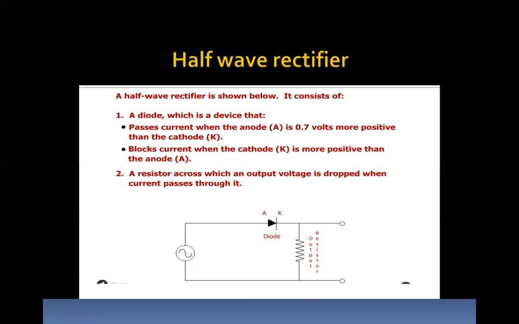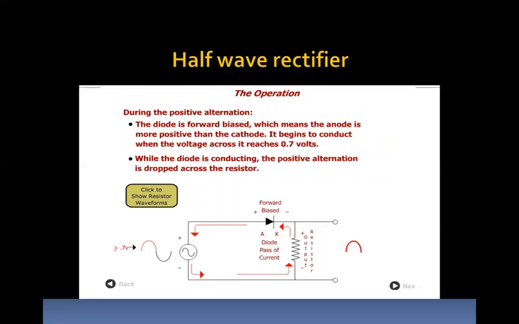A diode is a device that passes current when the anode A is 0.7 volt more positive than the cathode, and blocks current when the cathode K is more positive than the anode. A resistance is where an output voltage is dropped when current passes through it. What is happening? Let's go to the operation and construction of the diode. During the positive alternation, the diode is forward biased, which means the anode is more positive than the cathode. While the diode is conducting, the positive alternation is dropped across the resistor.